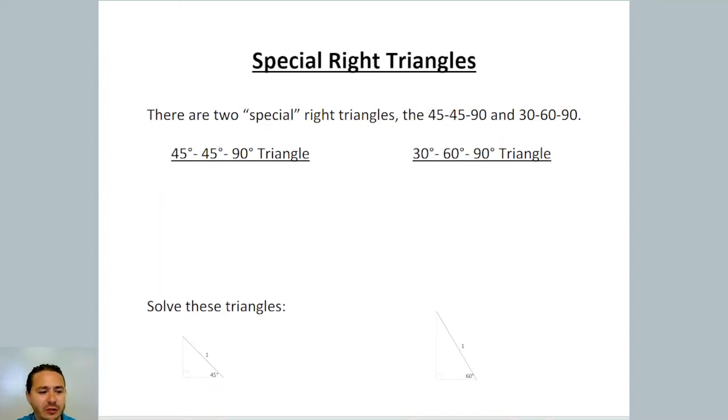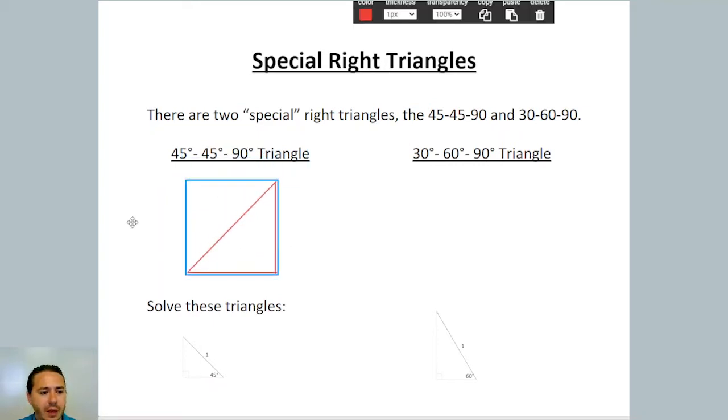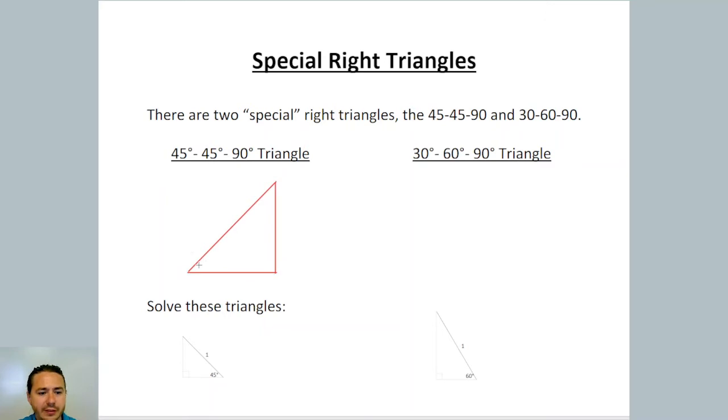45-45-90 triangle. So what I'm going to do is actually use Cammy's nice little tool here to make sure I get it looking right. Okay, so 45 degrees is going to be right about there. And then I will draw the other side going straight down. So there you go. So this is a 45-45-90 triangle. And what's nice about this is that the two 45-degree angle measures are equal. So what we can conclude from that is that their opposite side lengths are also equal.